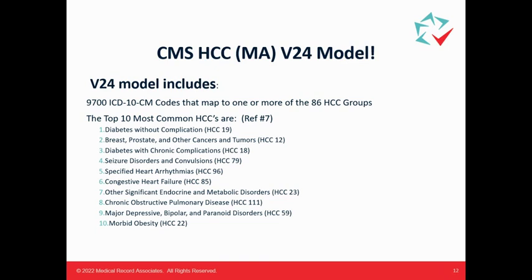It's HCC 18. Then we have seizure disorders, arrhythmias, CHF, going on down the line, significant endocrine and metabolic disorders, COPD, major depression, bipolar and paranoid disorders, and lastly, morbid obesity. So again, this is just the top 10. We have a lot of HCCs, 86 HCC groups, but this is just the top 10. And again, for Medicare Advantage.